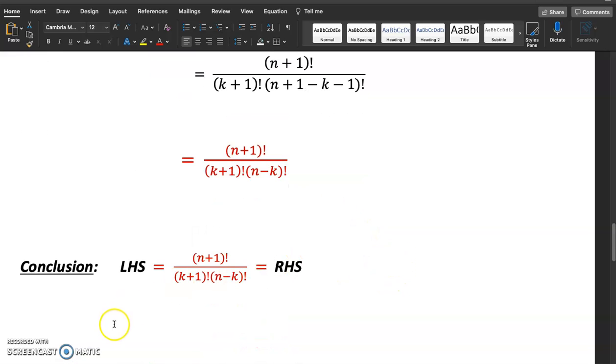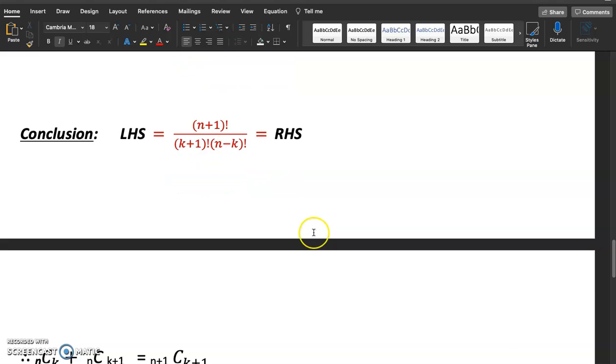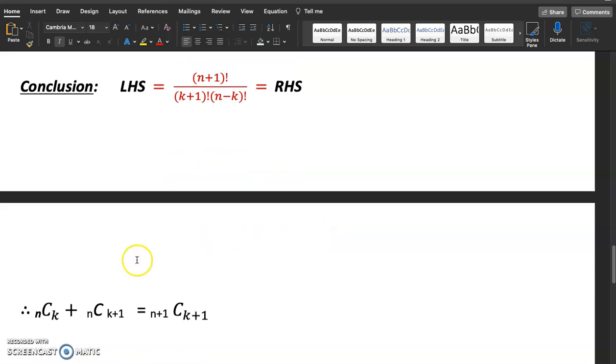So we have as a conclusion that the left-hand side of the equation equals n plus 1 factorial over k plus 1 factorial times n minus k factorial, which is the same that we obtained in the right-hand side of the equation. Therefore, n choose k plus n choose k plus 1 equals n plus 1 choose k plus 1. And we have proved the combinations formula.